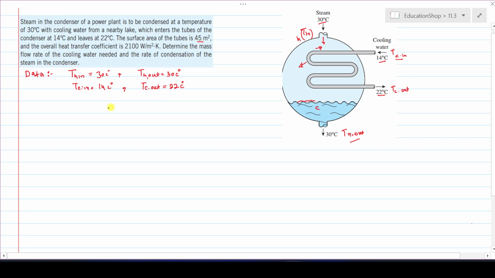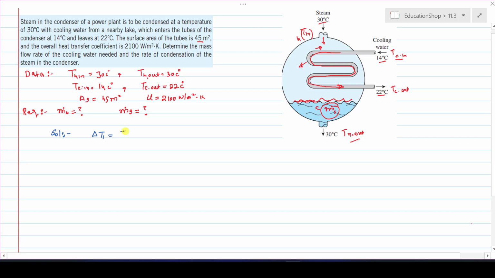The surface area of this tube is also given, that is 45 meters square. The overall heat transfer coefficient is U, and is 2100 watt per meter square dot Kelvin. Required data: the mass flow rate of the cooling water flowing in the tube, and the mass flow rate of the steam that is condensed. This is what we need to find. Let's come toward its solution.